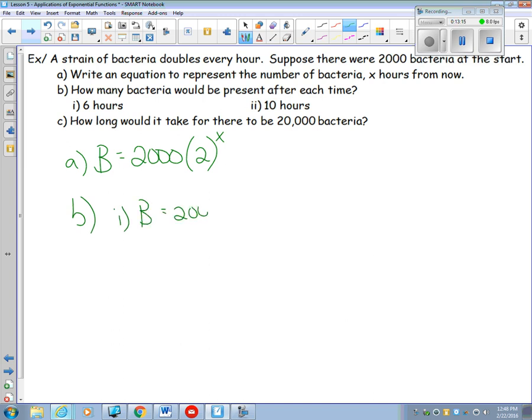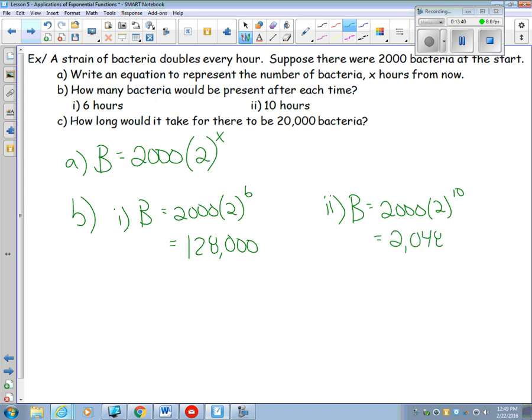Okay, part B. How many bacteria after 6 hours? Okay, 2,000 times 2 to the power of 6. I can put all that in my calculator all at one time. I end up with 128,000 bacteria. And part 2. What happens after 10 years, or 10 hours? So obviously there's going to be a whole lot more, right? 2,000 times 2 to the 10. Okay, punch that in my calculator. I end up with 2,048,000. And I should put units in here. Bacteria.